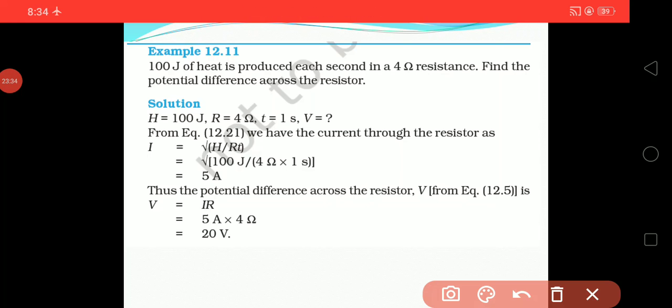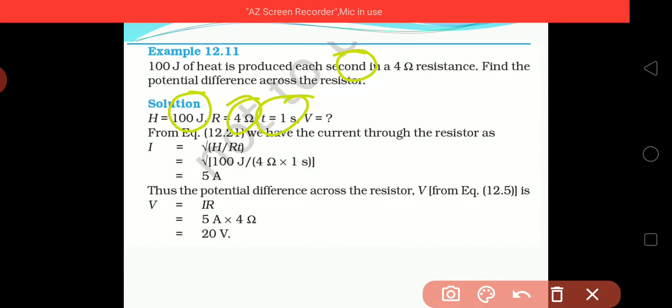Okay, so heat is 100 joule, resistance is 4 ohm, and time is 1 second, which is given. What will be its potential difference? So we have to find V.